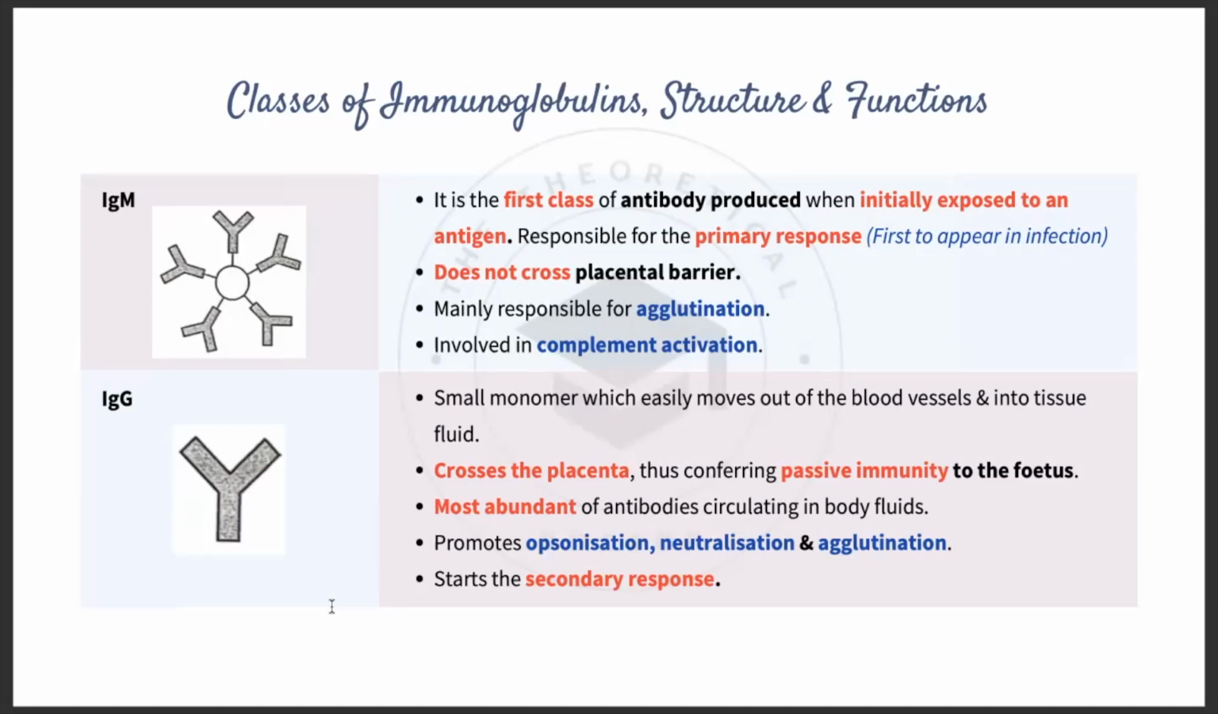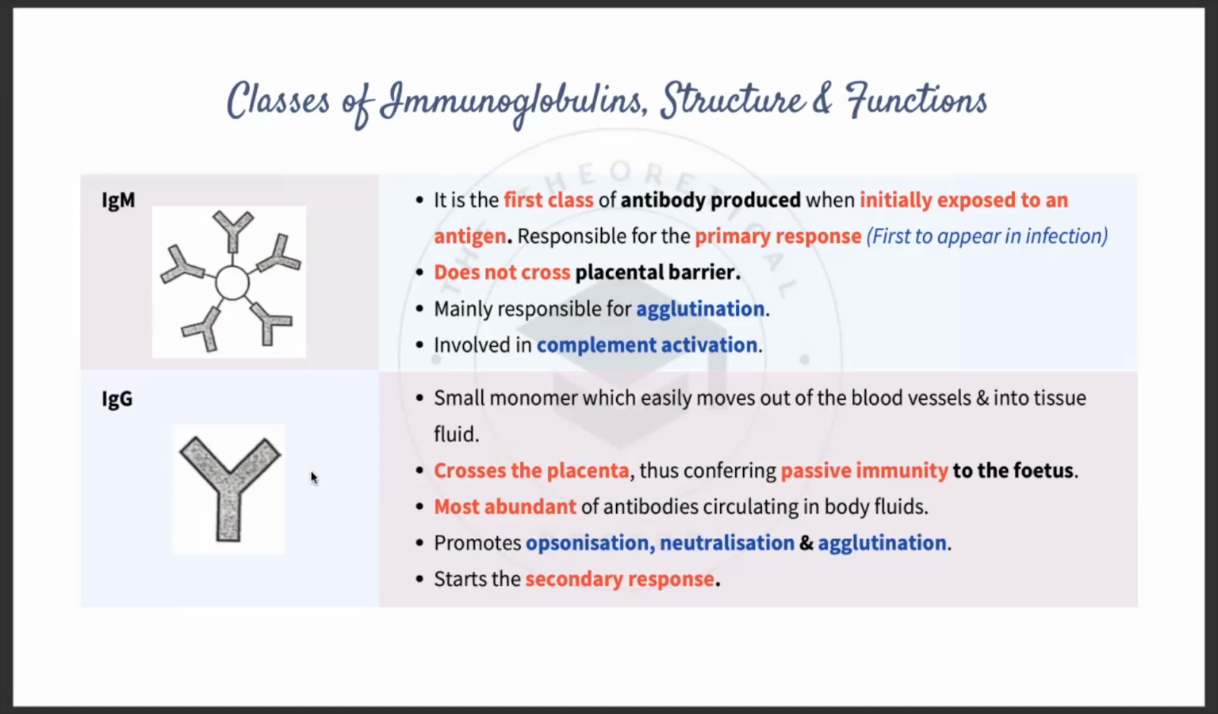Let's enter the classes of immunoglobulins, structure and functions. The first one, immunoglobulin M, or IgM. It is the first class of antibody produced when initially exposed to an antigen. It is responsible for the primary response, meaning they are first to appear in infection. However, these IgM do not cross the placental barrier, and they're mainly responsible for agglutination and involved in complement activation.